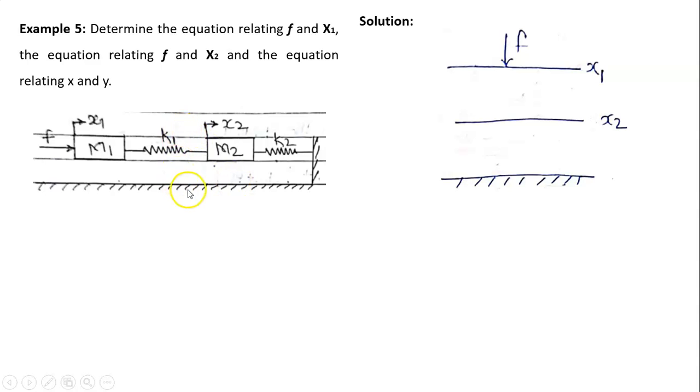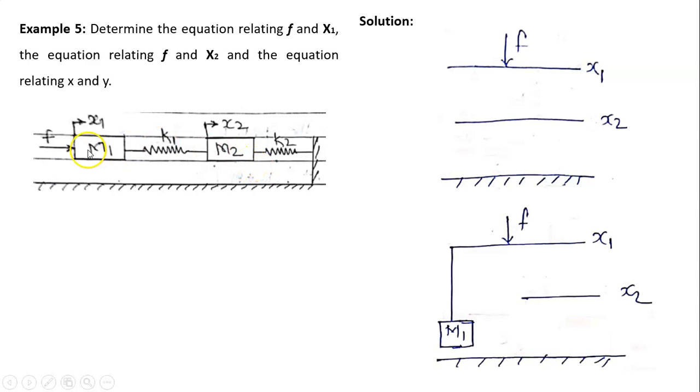Now the second step is we have to insert the elements. Whatever elements are there, we have to insert in this diagram as per their original position. Therefore, mass m1 is connected to x1 and to the ground, so we connect it to x1 and show it as grounded. Now, in between x1 and x2, what is there? Spring k1 is there. Therefore, we have to show spring k1 here. We will go to the next step.